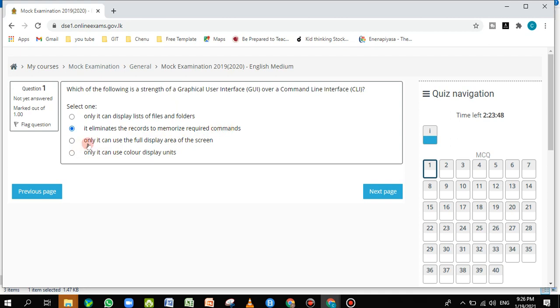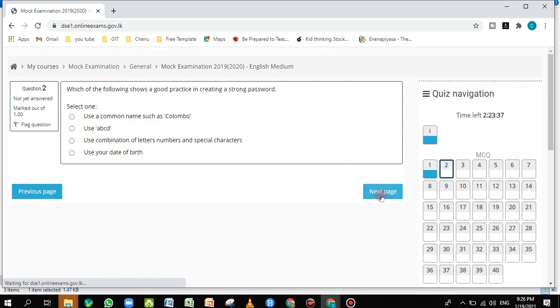Anyway, we'll read the next ones. Only it can use the full display area of the screen. Only it can use color display units. Those are not the correct ones. So this one will be the correct answer. I'm going to the next question. Once I have answered, you can see the bottom part of the question number becomes blue.